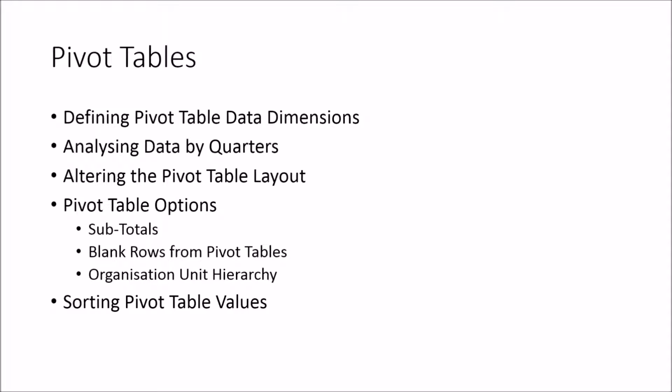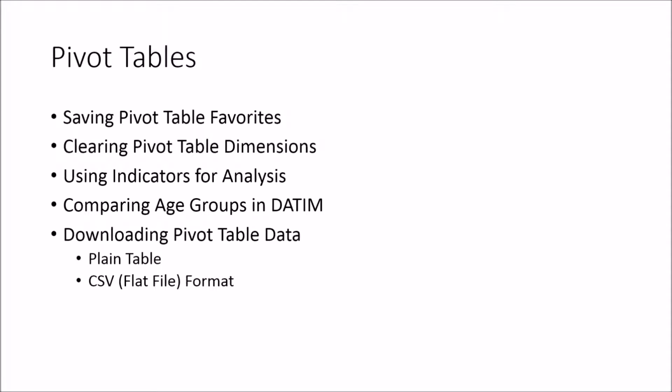We will explore some pivot table options, including adding and removing subtotals, adding and removing blank rows from the pivot table, and adding and removing the organization unit hierarchy from the pivot table. We will also show you how to sort the pivot table values. We will save some pivot table favorites and clear the pivot table dimensions. This is very similar as when it's done in the data visualizer application.